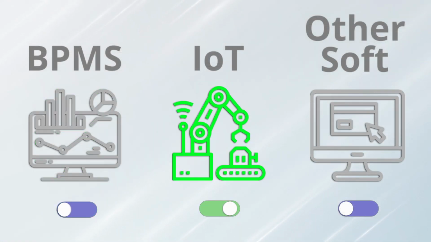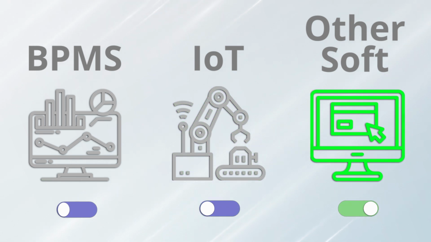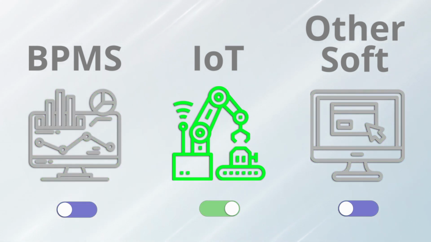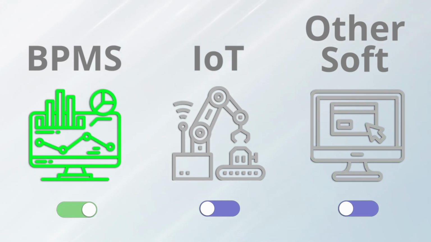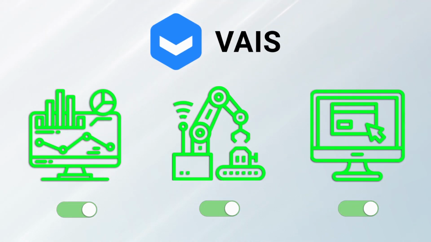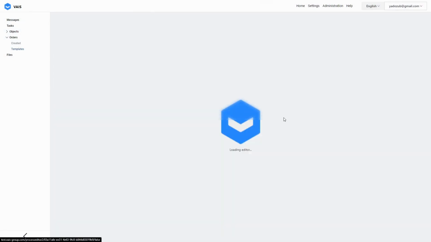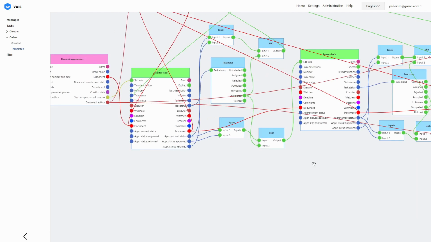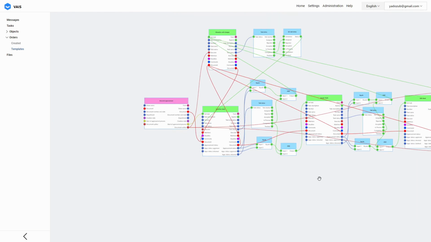BPM notations are a common but outdated tool for modeling business processes. Currently, they no longer meet the requirements of business because they are not interactive and do not imply working with the Internet of Things. For the demonstration, we will model the process step by step on the VAIS platform, without using BPMN and without using programming skills.